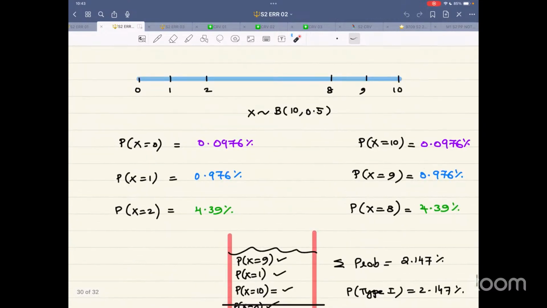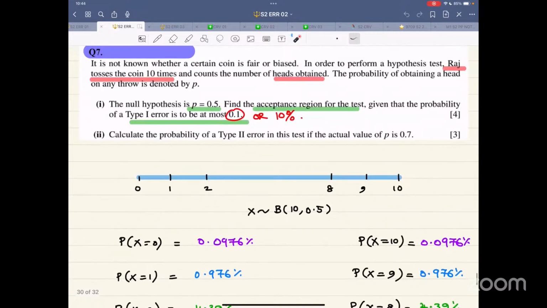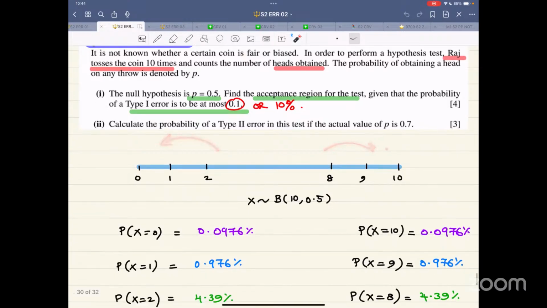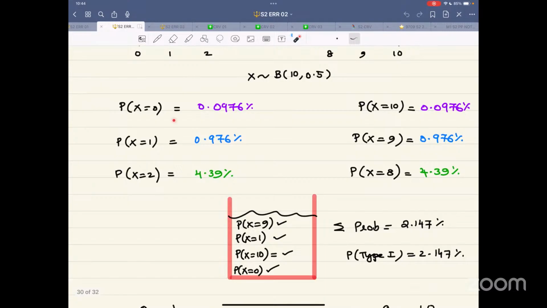So now we have to start from both the ends because we are unsure whether the coin is fair or biased. If it's biased, it's more towards the head or more towards the tail. We don't know. So we calculate these probabilities. Probability x is equal to 0, that is 10C0, success raised to the power of 0, failure raised to the power of 10.